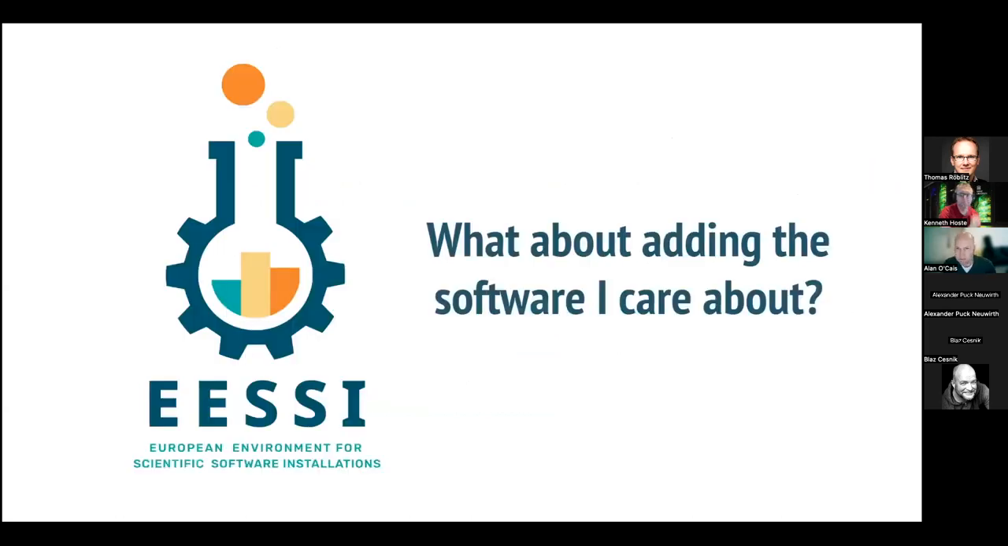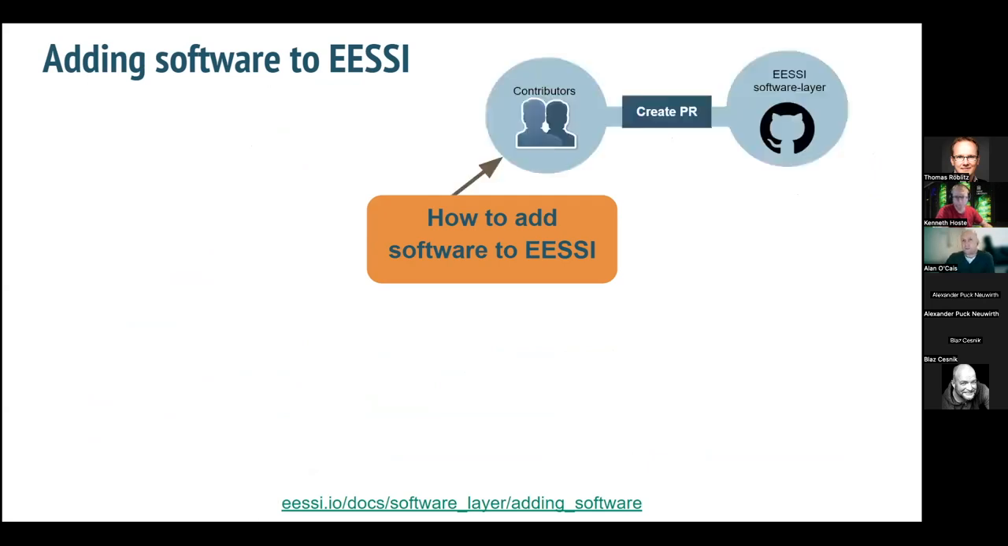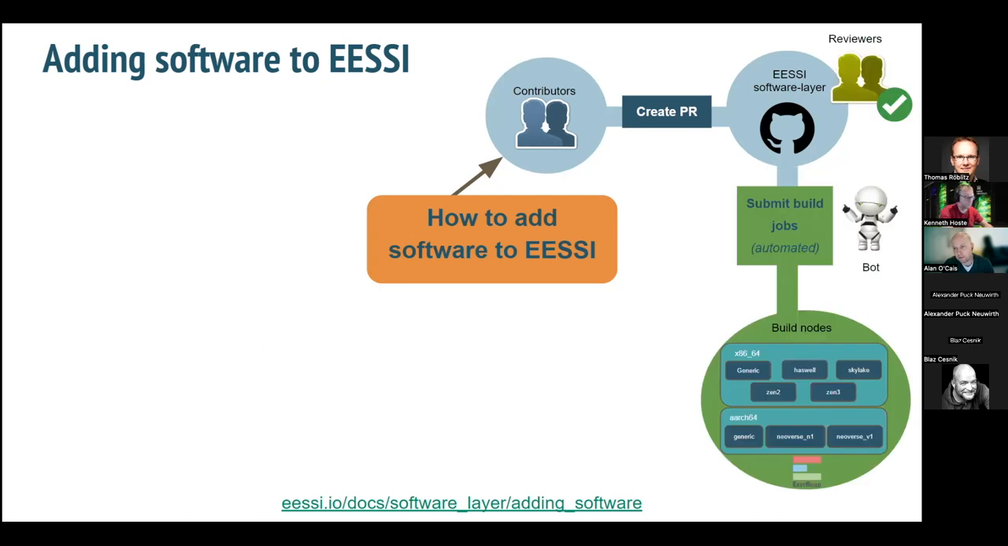Now, the question that came up in Slack already is, what about adding the software that I care about and shipping that with the EESSI production repository? So what does that process look like? You have a software package and you would like to ship it with EESSI. In the best case scenario, you just make a pull request to the EESSI software layer. That's a repository whose home is on GitHub, and that pull request is then reviewed.